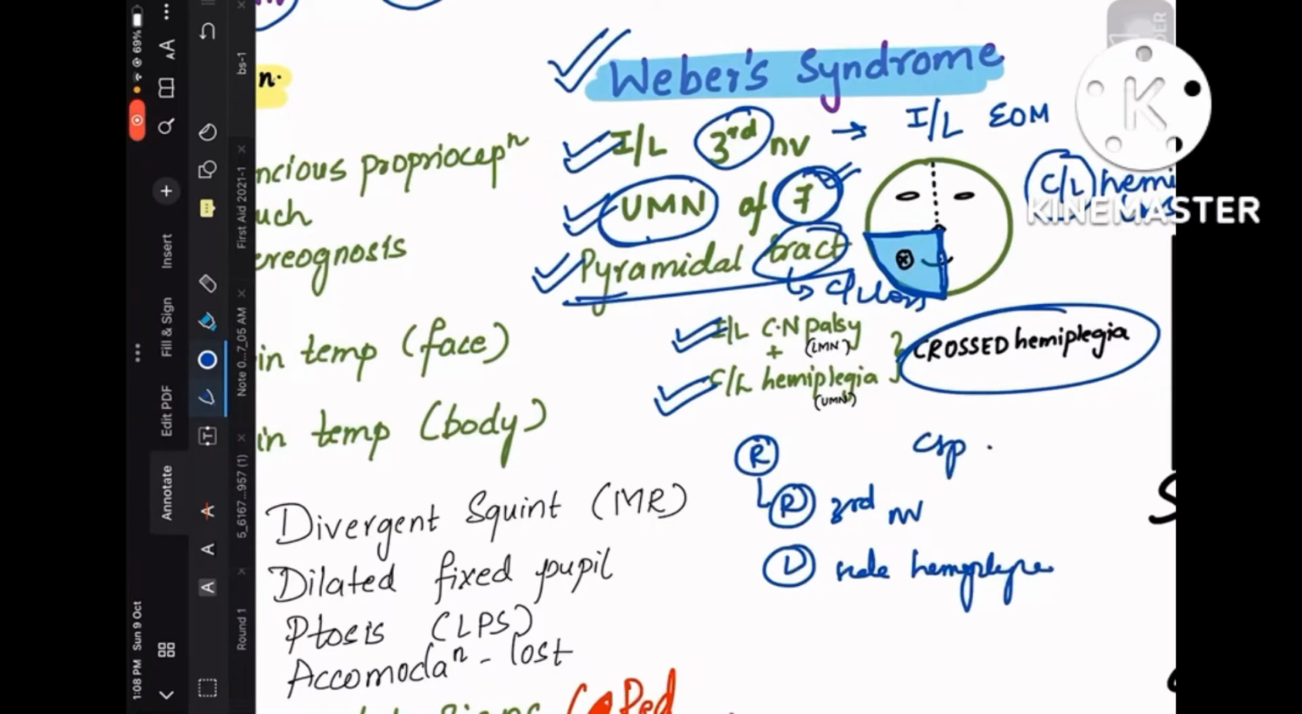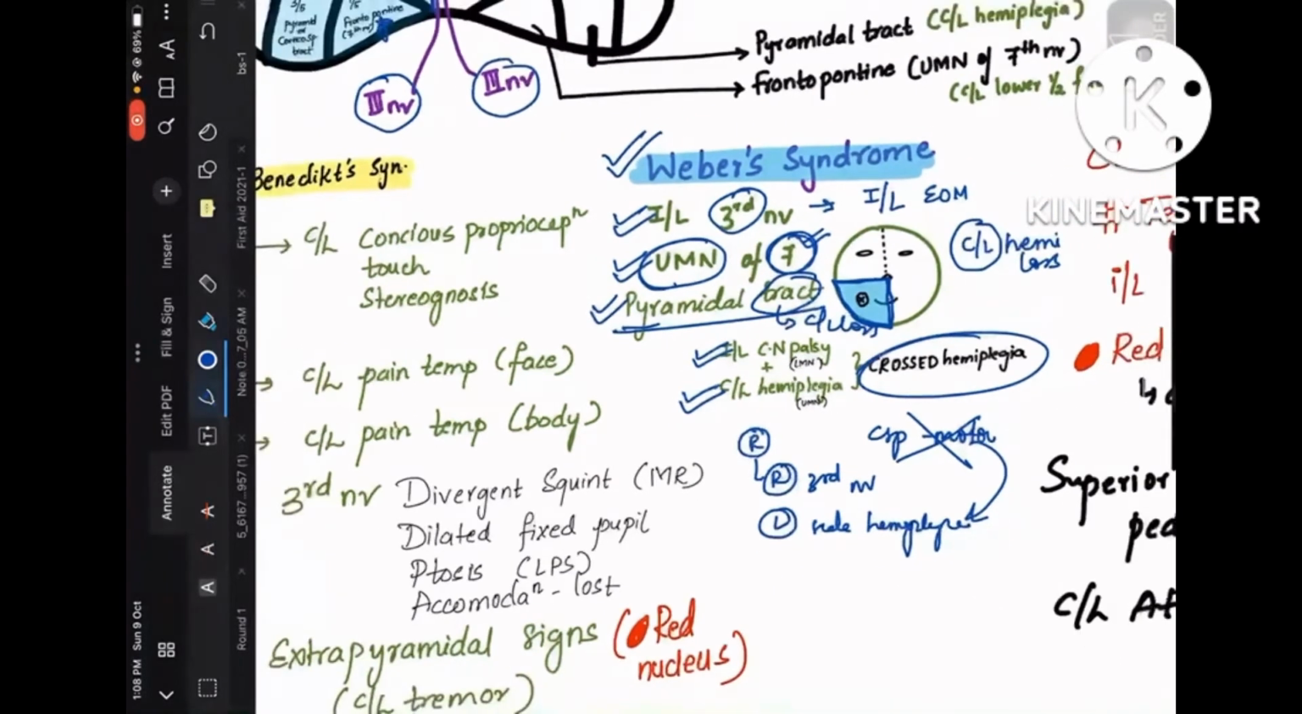Because corticospinal tract is all about motor functions, right? So when this is lost, that results in hemiplegia. So that completes Weber's syndrome for you.